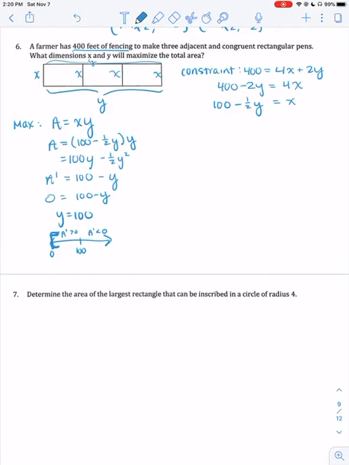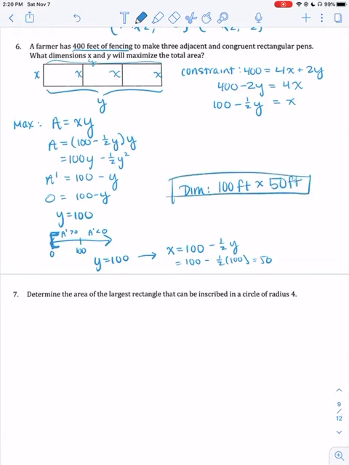And then use the constraint to find x. So y equals 100. And then that implies, remember, x is 100 minus 1/2 y. 100 minus half of 100, that's 100 minus 50, which is 50. And so the dimensions are 100 feet, don't forget the units, by 50 feet.